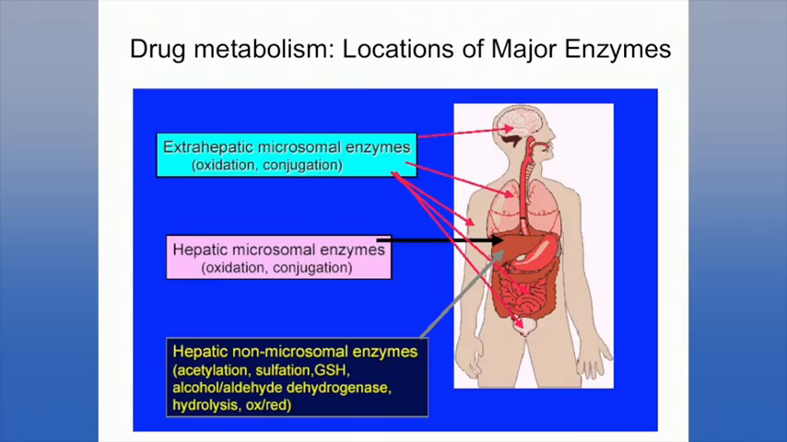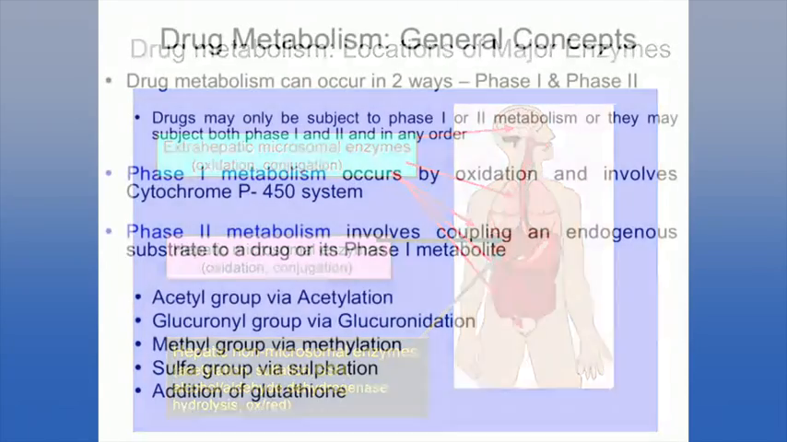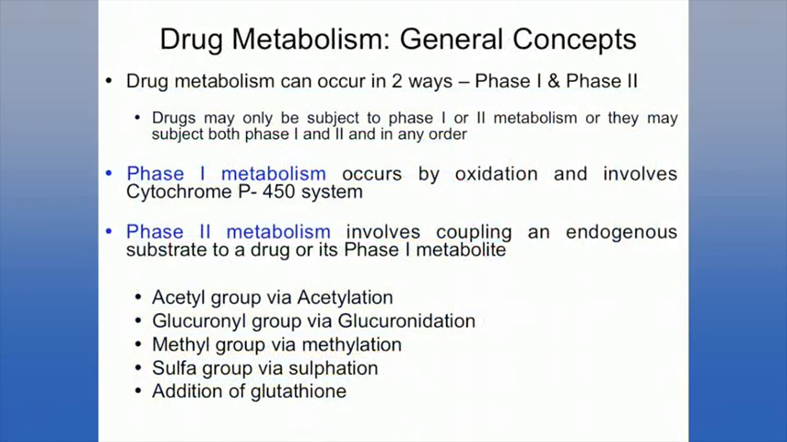And then you have a second type of metabolic enzyme system that exists in the liver, called non-microsomal enzymes. And these are referred to as conjugation steps. They typically occur in the liver, and that's shown in this box down here, and they involve adding something to the drug to make it more polar or more excretable, colloquially referred to as conjugation, combining something together with something else. So I'm going to share with you now some general concepts about drug metabolism.